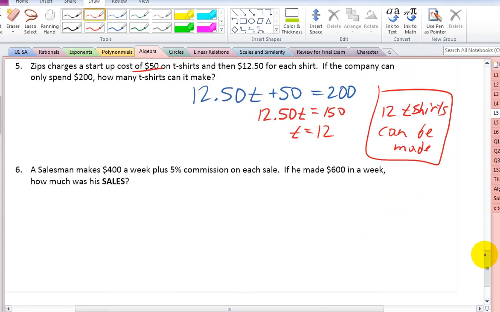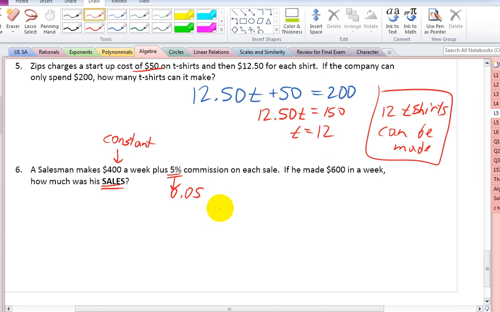Good. Okay, next one. A little bit different. For 5%, you got to use your decimal. What's 5% as a decimal? 0.05. So you're going to multiply that by how much sales were made. Okay. So you make $400 a week. That's your constant. No matter what, if you sell nothing, you still get $400 plus the commission.